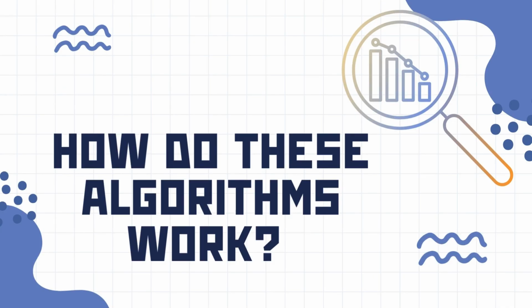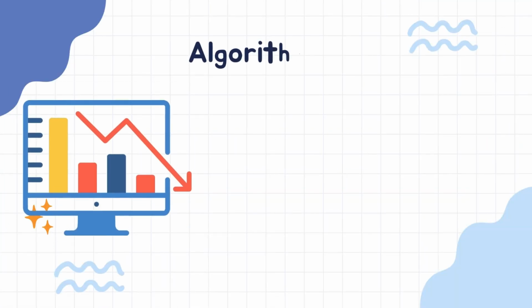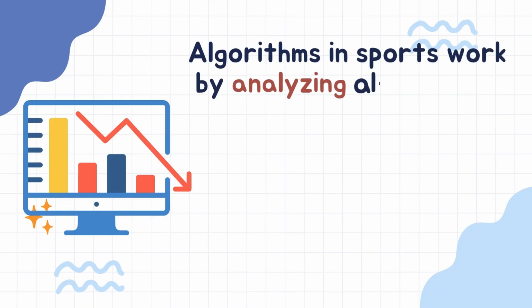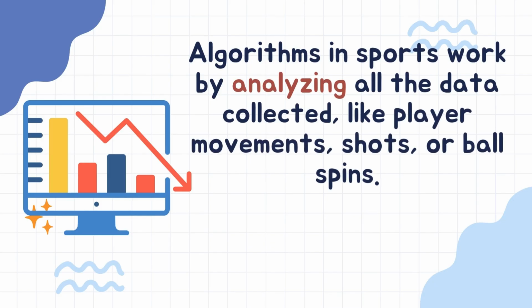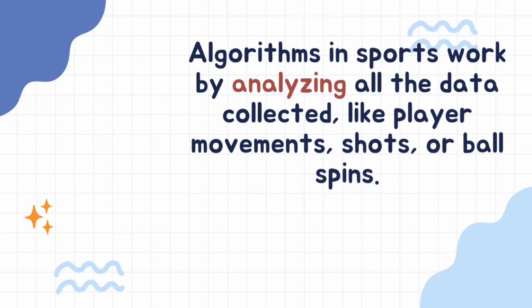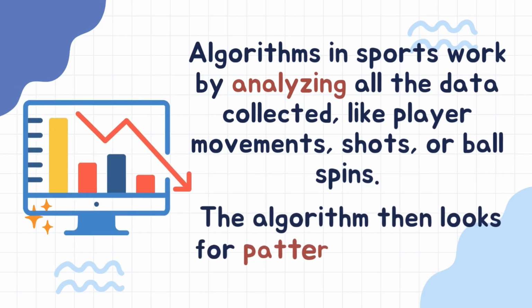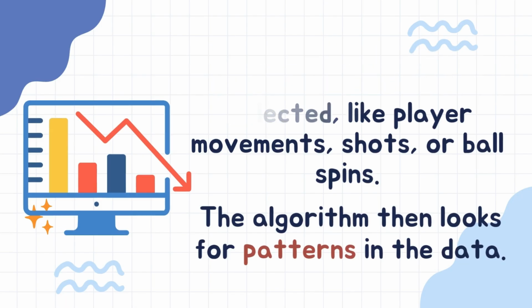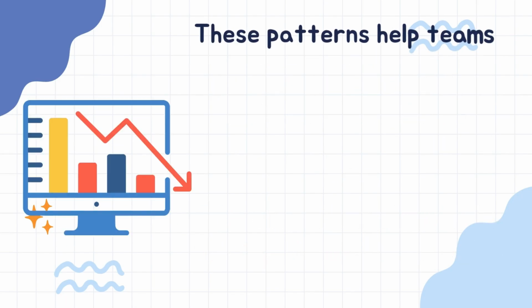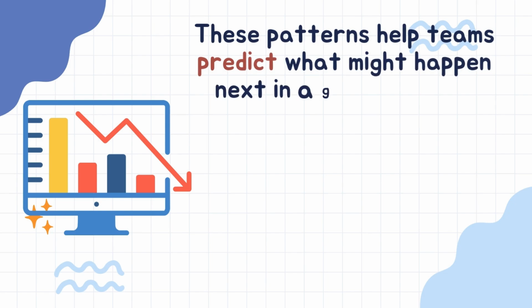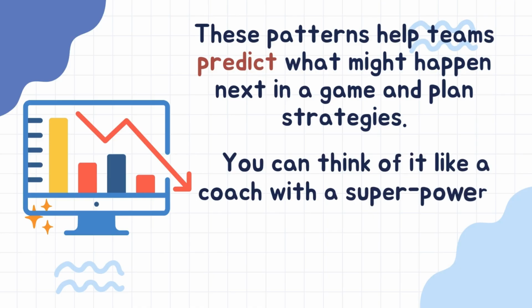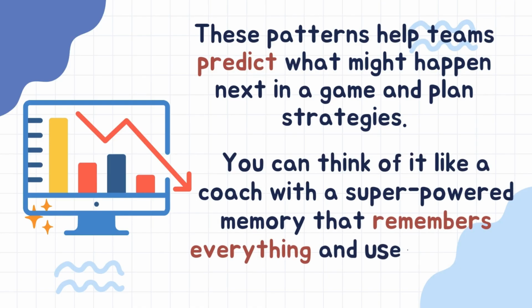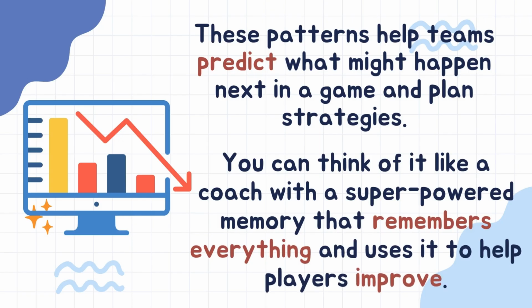So how do these algorithms work? Algorithms in sports work by analyzing all the data collected, like player movements, shots, or ball spins. The algorithm then looks for patterns in the data. These patterns help teams predict what might happen next in a game and plan strategies. You can think of it like a coach with a superpowered memory that remembers everything and uses it to help players improve.